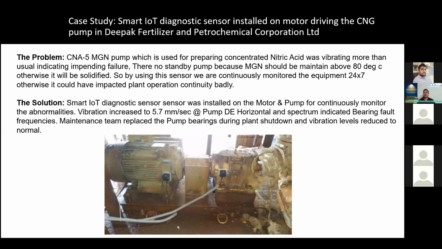Yes, sir. This is the plant. The slide is showing our nitric acid plant, the CNA, concentrated nitric acid plant. This is the CNA5 plant. There is one critical pump, the MGN pump. This pump is very critical for preparing the concentrated nitric acid. There is no standby pump for this because the MGN should be operated only above 80 degrees centigrade. That's why there is only one pump. If this pump stops, the whole process will stop, and this will cause a big production loss for our plant.